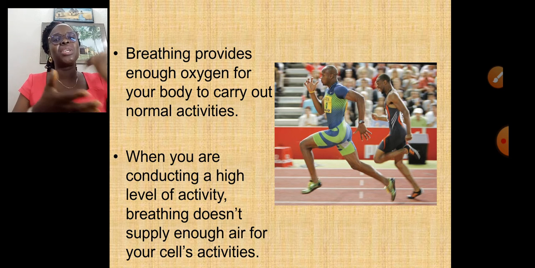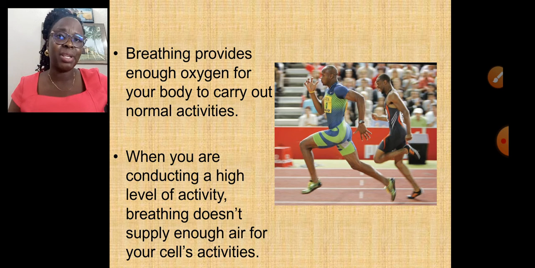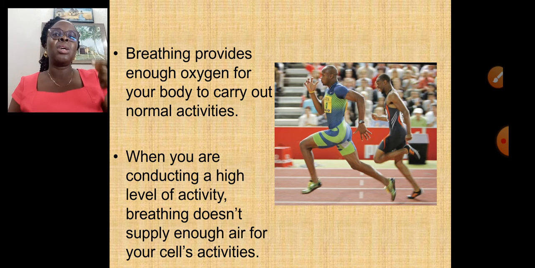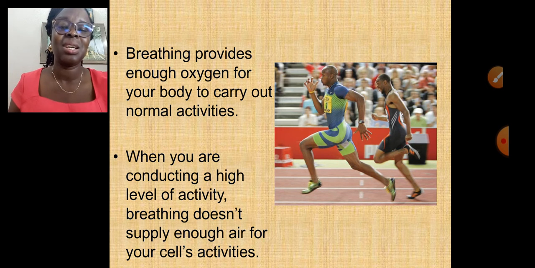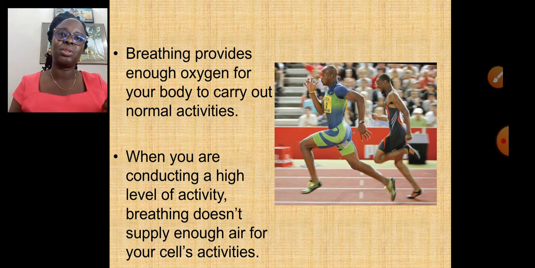Your body will have to begin to break down glucose in the absence of oxygen so that you can actually complete the race. And in that case, when your body has to break down glucose without oxygen because your body cannot meet up with the demand for oxygen, there is what we call production of lactic acid. Anaerobic respiration in man can actually lead to production of lactic acid, and that lactic acid could be dangerous to the body, so your body has to look for a way to quickly get rid of it.